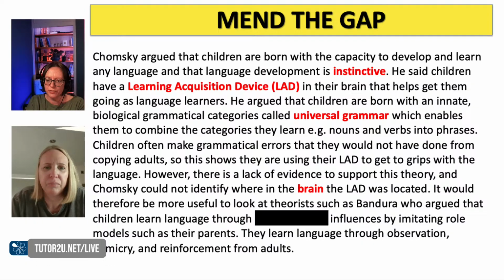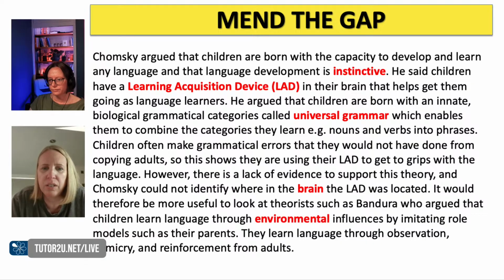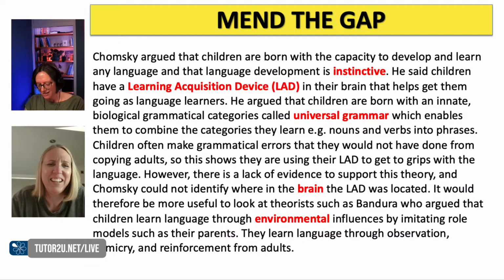It would therefore be more useful to look at theorists such as Bandura, who argued that children learn through something influences by imitating role models such as their parents. They learn language through observation, mimicry, and reinforcement from adults. So Sam has said social, which is very plausible. Nice. Through social influences. Poppy's come in, brilliant, and Caitlin, environmental. Yeah, environmental influences. Very good. There you go, guys. I will correct our typo on there before I upload this to the website later on. Guys, you can download the PowerPoint later this evening if you want to go through any of these before tomorrow.